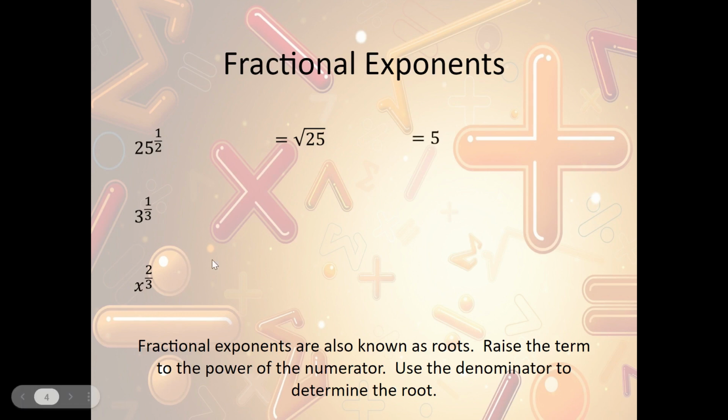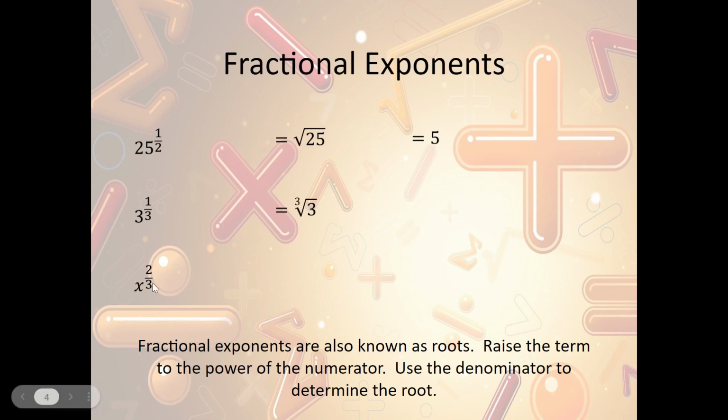Let's look at another example. We have 3 to the 1/3 power. So again, we're going to take 3 to the first, and we're going to find the cube root of it. Well, what times itself 3 times equals 3? Well, we should recognize that it doesn't come out evenly. There's no whole number that does that. So we're just going to leave it as cube root of 3.